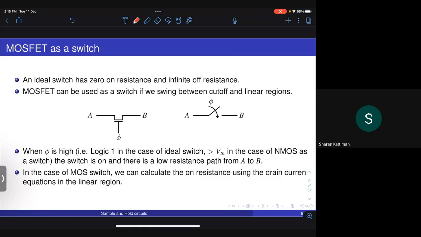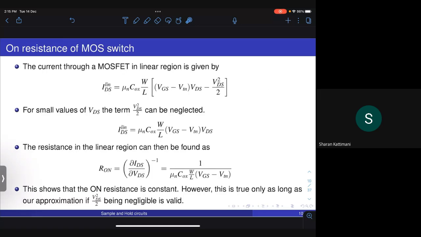So when phi is high, in this case the sampling clock phi, when I say high, it means logic 1 for an ideal switch or greater than threshold in the case of an NMOS switch. The switch is on, and therefore there is a low resistance path from A to B. In the case of a MOS switch, we can calculate the on resistance by using the drain current equations in the linear region. Okay, we have done this yesterday. We'll just quickly go through it.